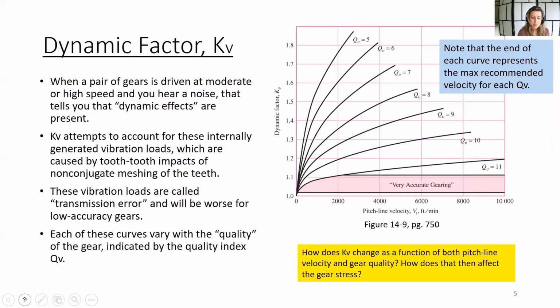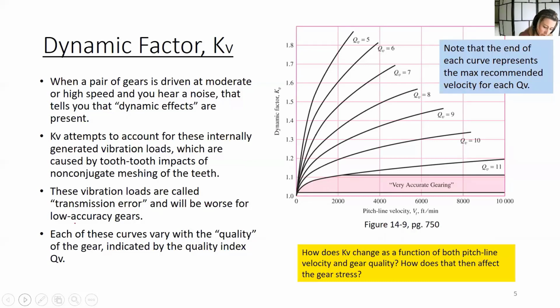Dynamic factor. When a pair of gears is driven at moderate or high speeds, you often hear a noise, and that tells you that dynamic effects are present. So this factor is trying to account for these internally generated vibration loads, which are caused by tooth contact of non-conjugate meshing of the teeth. If you were to hear noise in your car, you'd probably stop driving, hopefully, and take a look, check it out. So these vibration loads are called transmission error and are going to be worse for low accuracy gears.